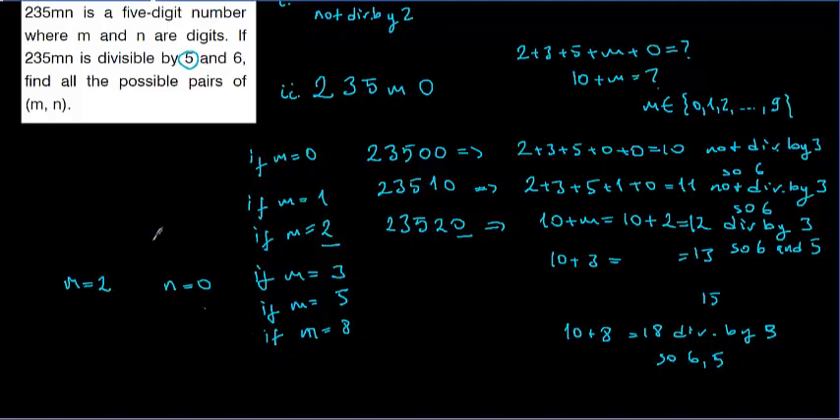Yes, the solution set for this one, because it's written all possible values: m can be equal to 2 and n is equal to 0, m can be equal to 5 and n is equal to 0, or m can be equal to 8 and n is equal to 0.